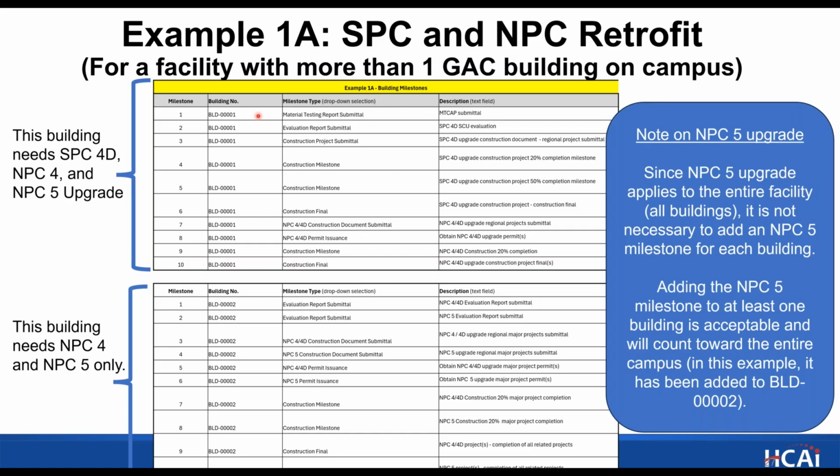So we'll start with building number 1, which is the one that has the SPC4D. For your first, we're recommending you use a milestone type material testing report submittal. This column is the one that has a drop down. These are all pre-written options, and you can select one. This is the one we're recommending for your first. And then the description is a text field, so you can put your own description in here, and this is our recommendation. This will be for the MTCAP submittal.